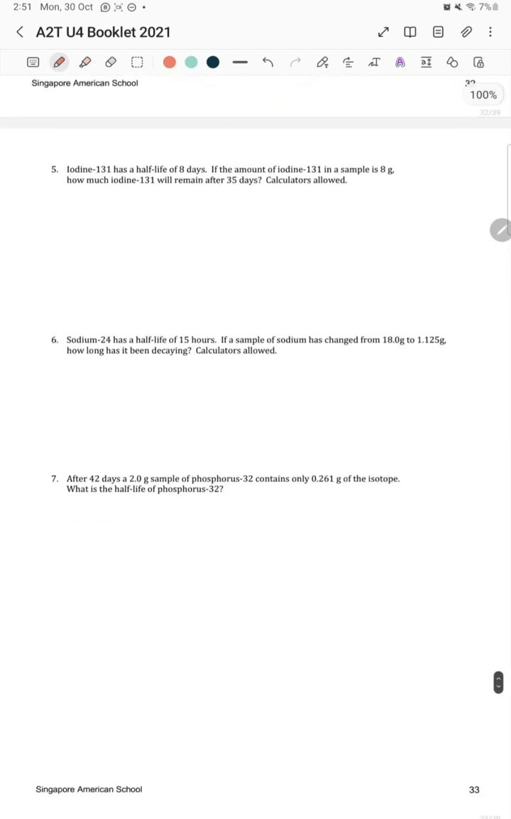Iodine-131 has a half-life of 8 days. Find A of 35, the amount of iodine-131 left from a sample of 8 grams after 35 days.